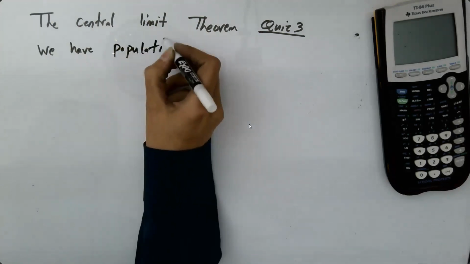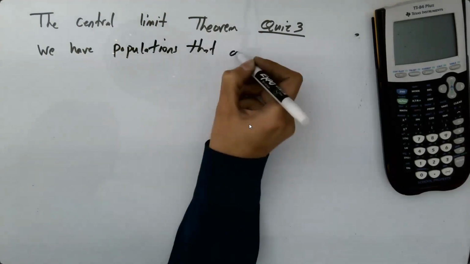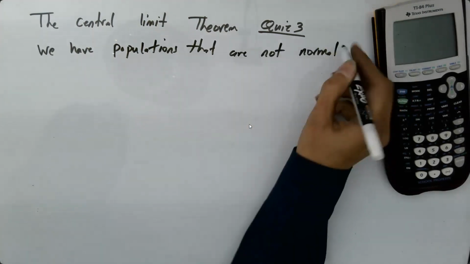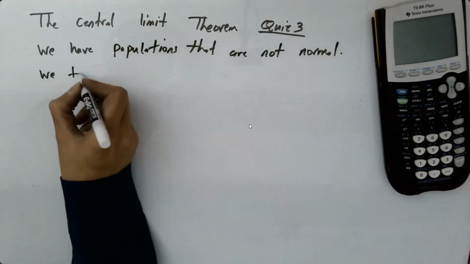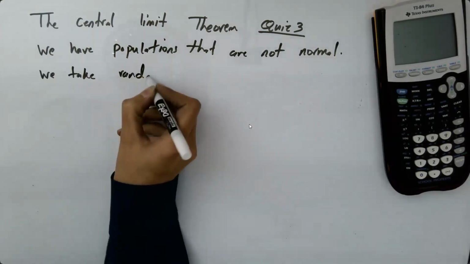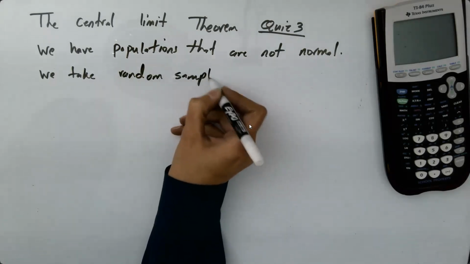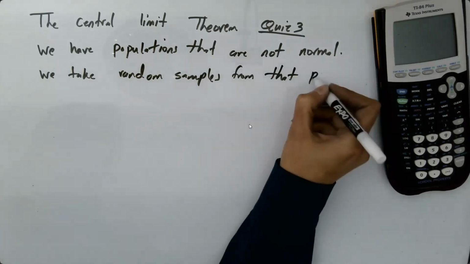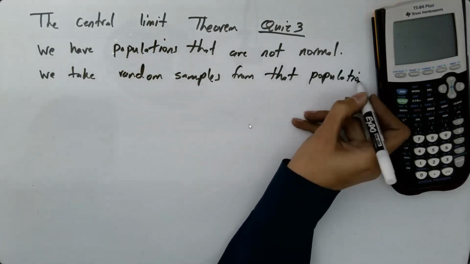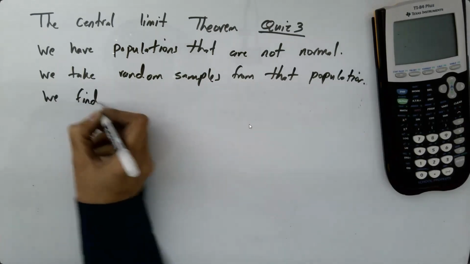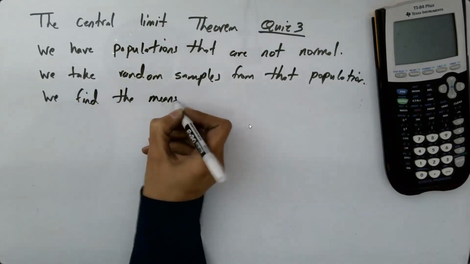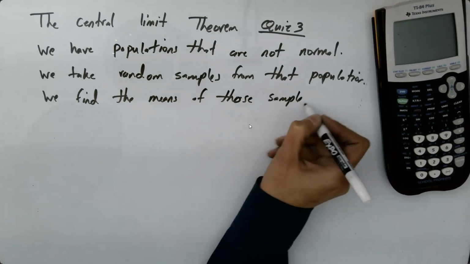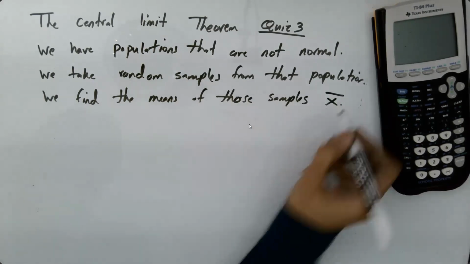populations that are not normal. We take random samples from that population. We find the means of those samples, so X bars.